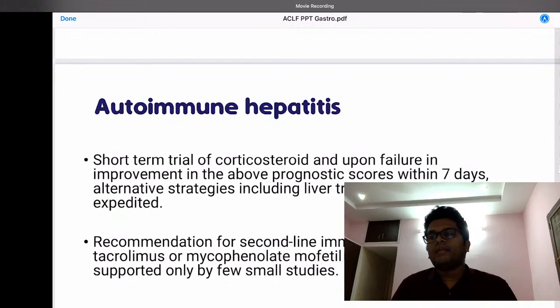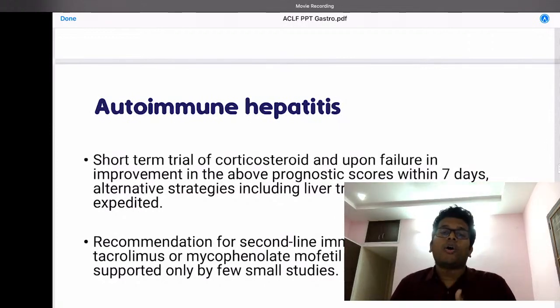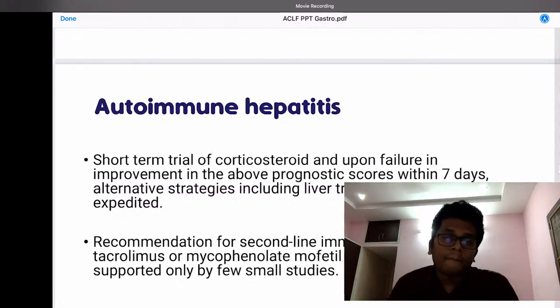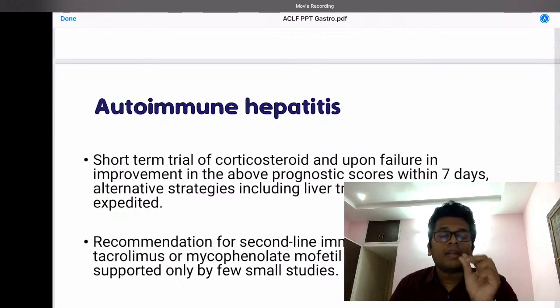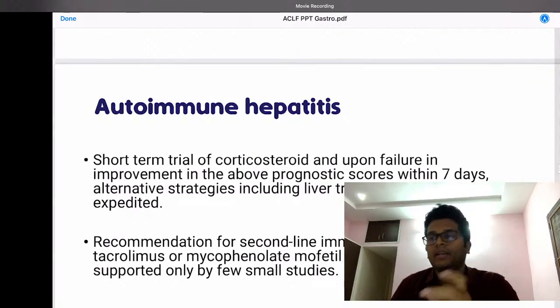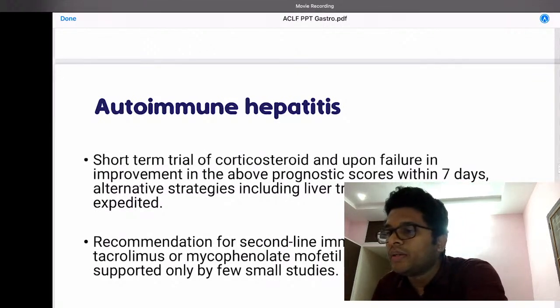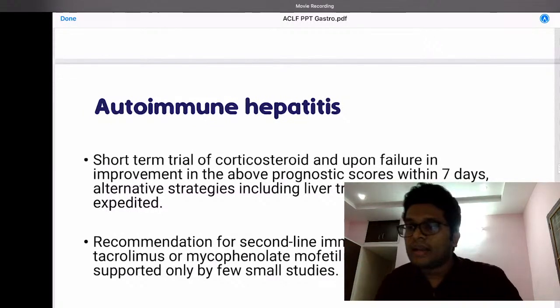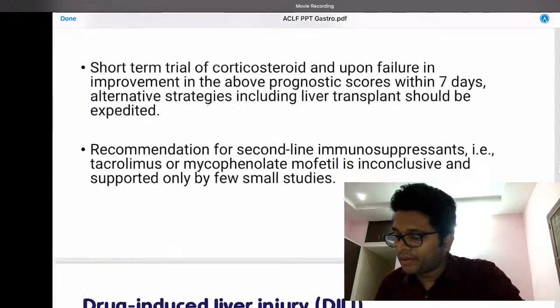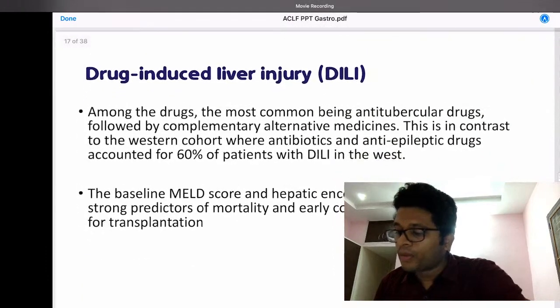So just like the other study, even here in autoimmune hepatitis or alcoholic hepatitis, steroids play a good role in these two etiologies. Now that's what we should be knowing in this condition. Okay. Next, I would like to discuss with you about DILI.